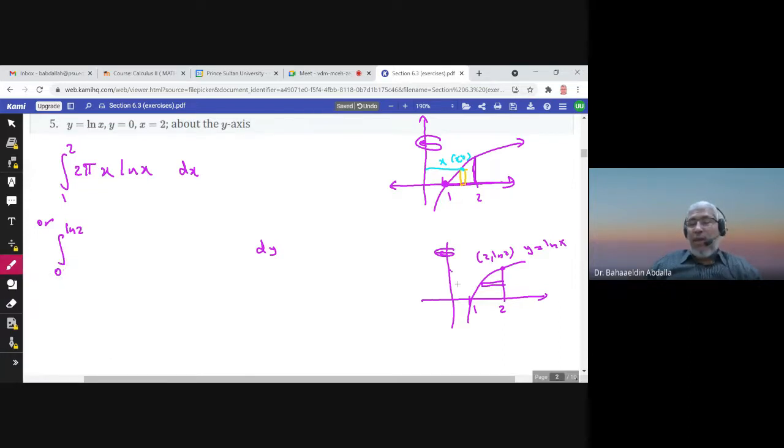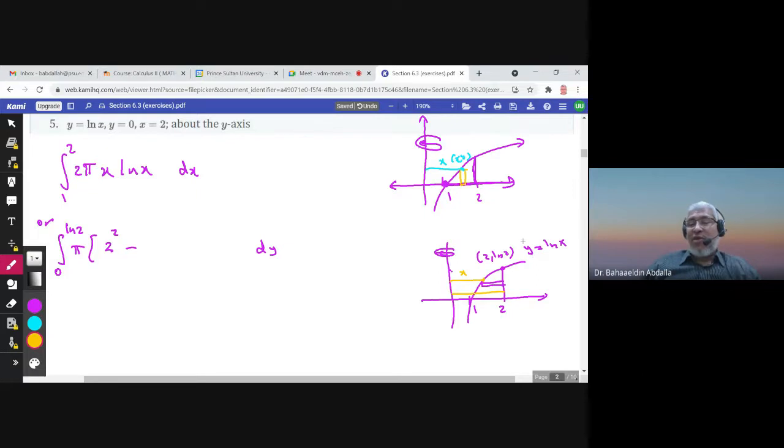Now pi times the outer radius squared. Where is the outer radius? The distance from the axis of rotation to this curve. Well, this is a vertical line, x equals 2. So this distance is always fixed, which is 2. So here 2 squared. This is the outer radius squared, minus the inner radius. The inner radius is the distance from this point to this curve. Well, this curve is y equals ln x, and this distance is the x coordinate of this point.